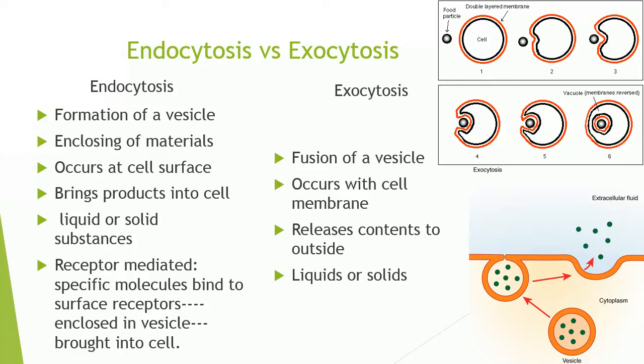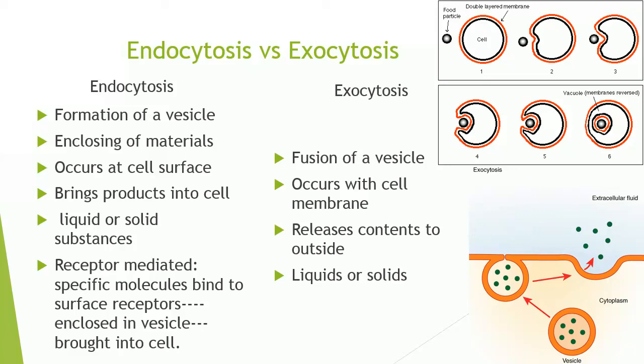And receptor mediated is when specific molecules bind to surface receptors enclosed in a vesicle and they bring it into the cell. If you look at the picture at the top, you'll see a membrane and you'll see a food particle being brought into the cell. That's a little diagram that shows that. And then you'll also see a vacuole, which will have reversing it and it'll show exocytosis. So the top picture shows endocytosis and the second picture shows exocytosis. And then down at the bottom, you'll see exocytosis.